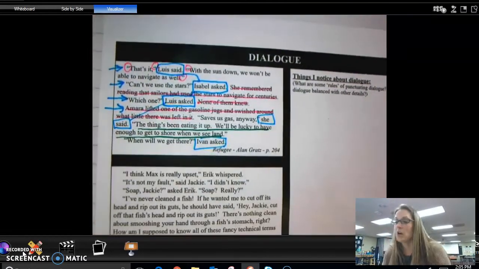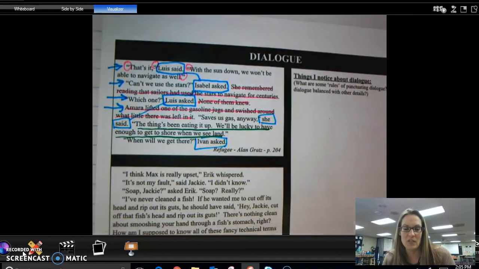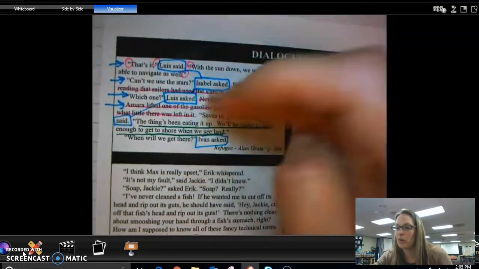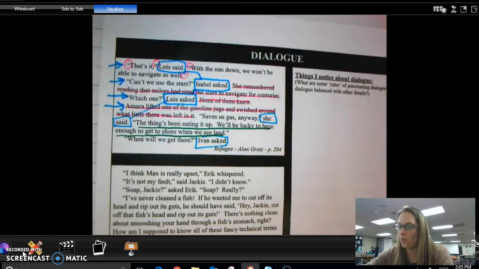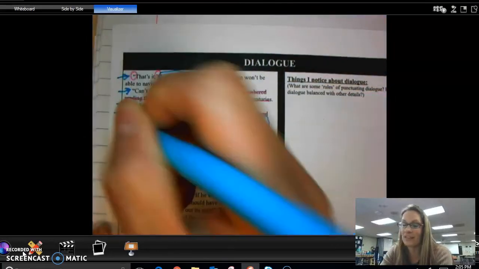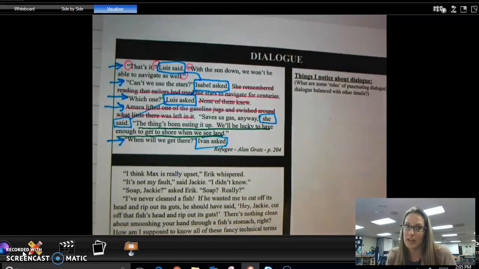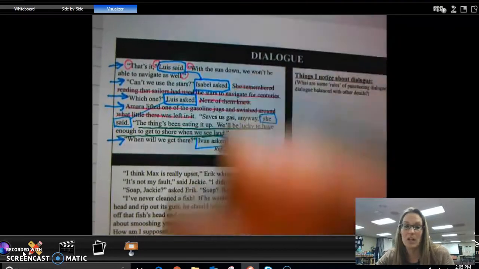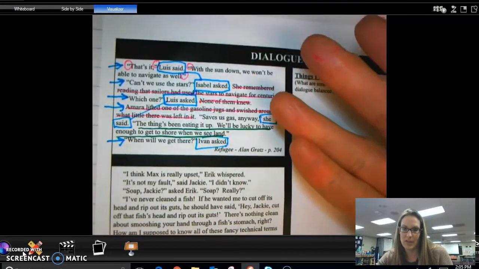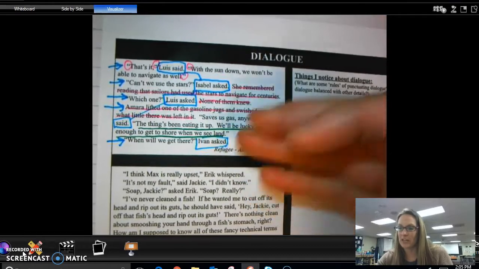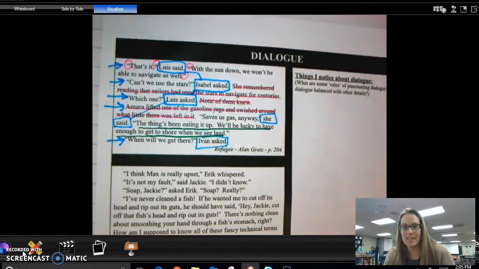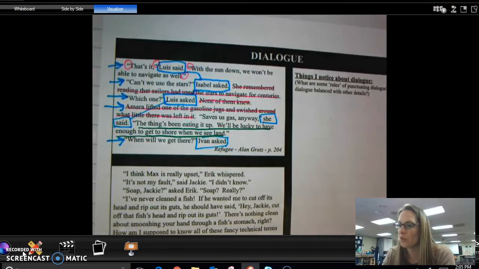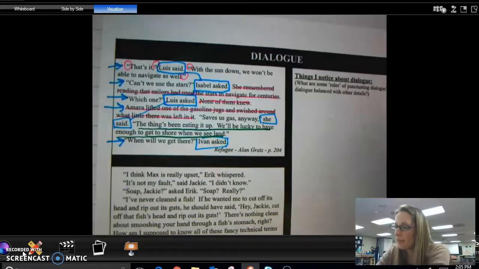Ivan asked. So what you would take away from this is you can see that there are four, five different spots where a new character is speaking. It's not a new character we haven't seen, because we have Luis and Isabel, and they have spoken a couple of times in here, but then we have Ivan later. So it doesn't matter that they're the same character, but each time a different person talks, what did the writer do? They made a new paragraph.